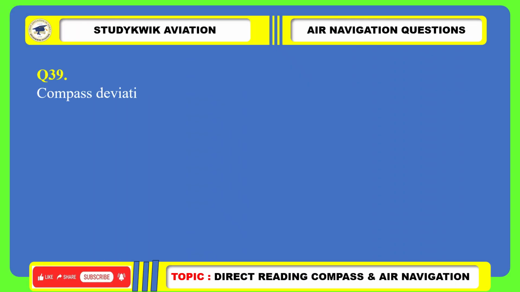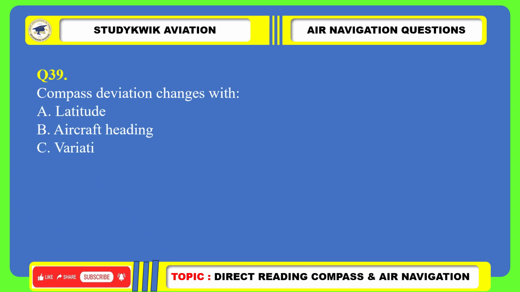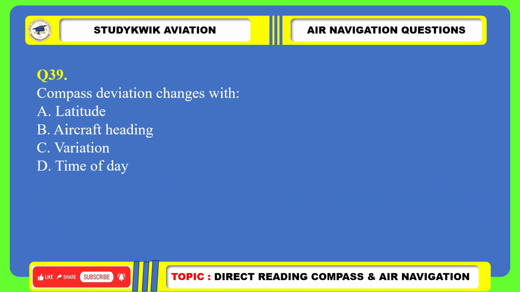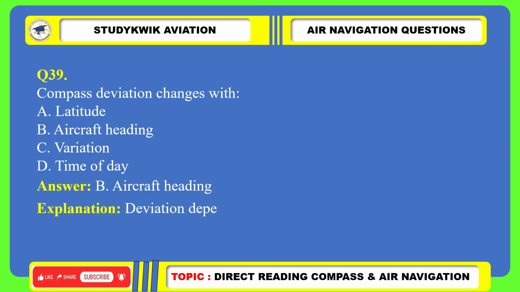Question 39. Compass deviation changes with: latitude, aircraft heading, variation, time of day. The correct answer is B. Aircraft heading. Deviation depends on the aircraft's orientation relative to magnetic fields on board.